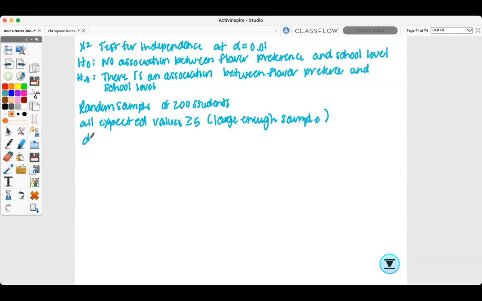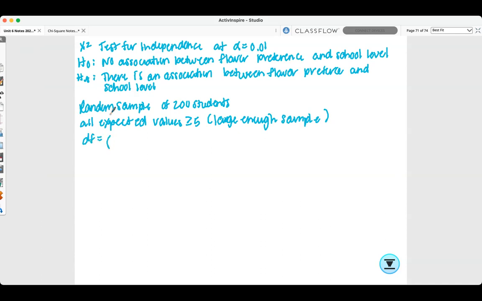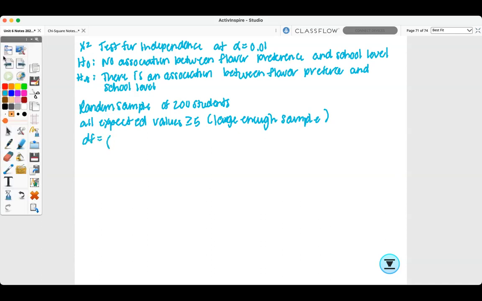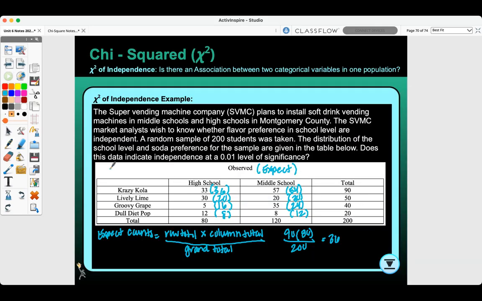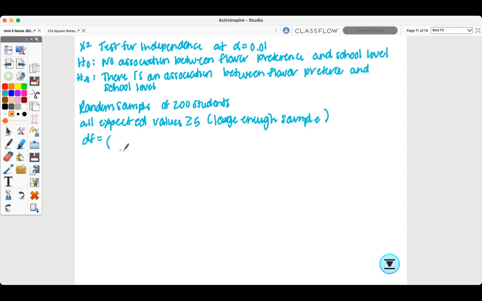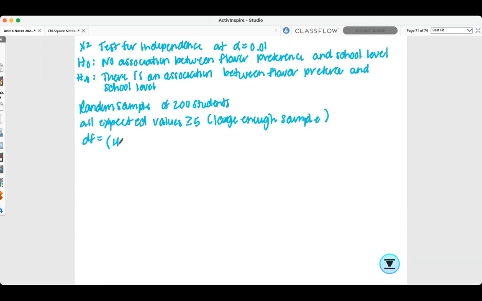And our degrees of freedom, how you find this, if you go back and look at your table, is your rows minus 1 times your columns minus 1. So we have 4 rows, so that would be 4 minus 1. We have 2 columns, 2 minus 1. So that gives us a degrees of freedom of 3. Now we need to find our chi-squared statistic.